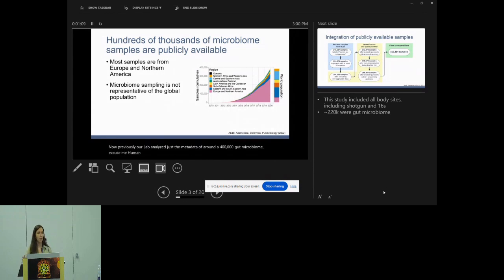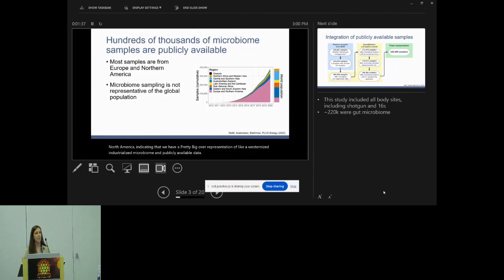Now, previously, our lab analyzed just the metadata of around 400,000 human microbiome samples from multiple body sites from NCBI Sequence Read Archive. Now, this plot on the right shows the number of samples that were available over about a decade and where in the world those samples come from. Right away, we can see that the vast majority of microbiome samples come from Europe and North America, indicating that we have a pretty big overrepresentation of a westernized, industrialized microbiome in publicly available data.